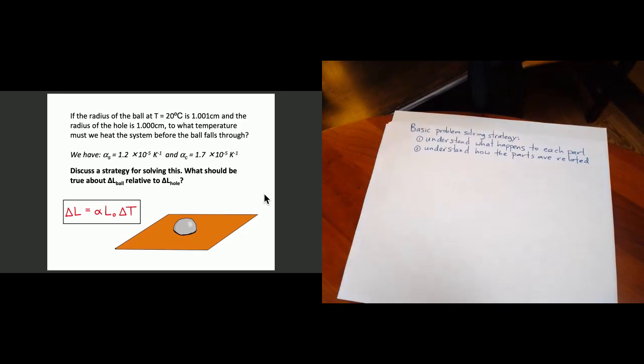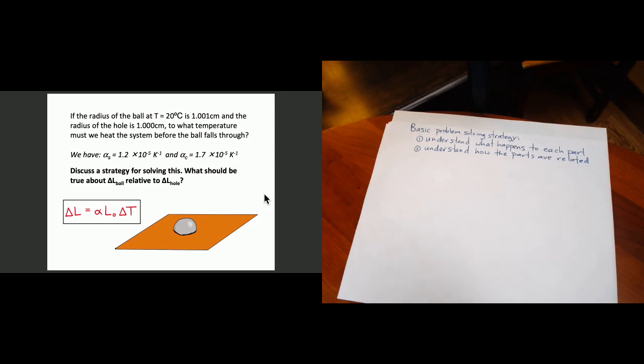So let's think about this question. And I want to start by talking about a general problem-solving strategy that you're going to use for many of the more complicated problems in this class. The thing that makes this a little bit more complicated than, say, the bridge problem we had last time is that there are two different parts of our system. In some problems, there might be 3 different parts or 4 different parts.